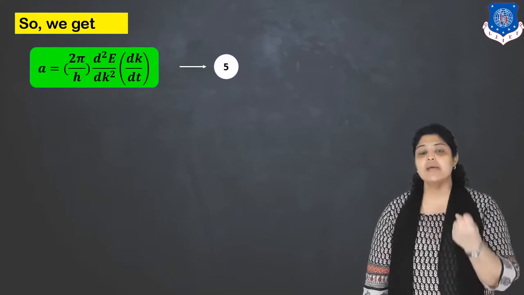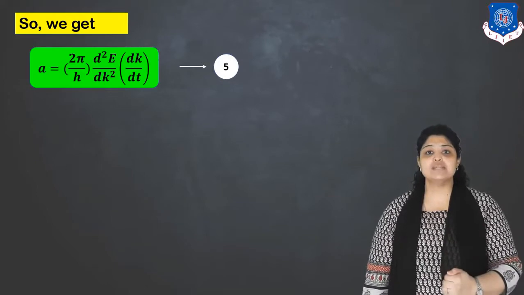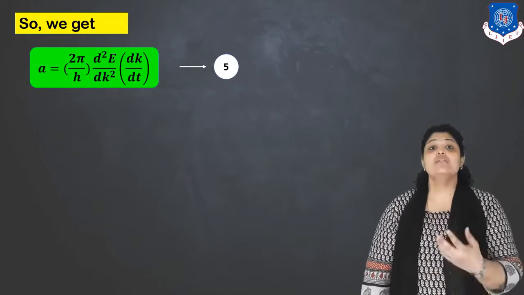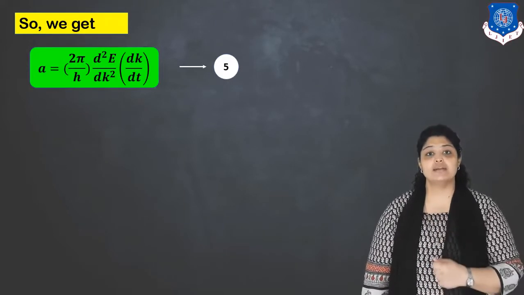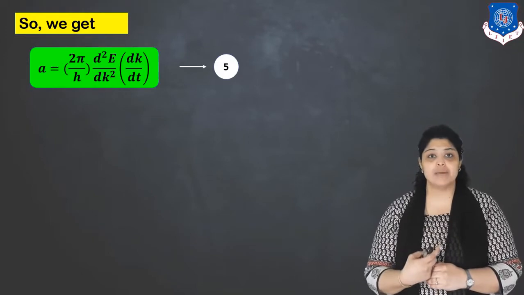We know that 2π/h is a constant. The term d²E/dk² can be obtained from the E-K diagram. How will we obtain the value of dk/dt? Why are we doing this? We want to find out the equation of m.